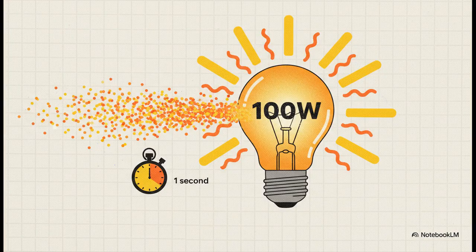This makes the idea of wattage really simple to get your head around. When you see a light bulb that's rated at 100 watts, it literally means that for every single second it's turned on, it is eating up 100 joules of electrical energy and turning it into light and heat.